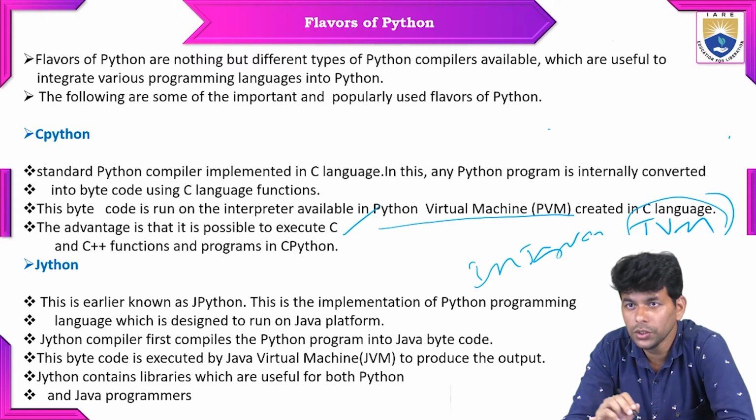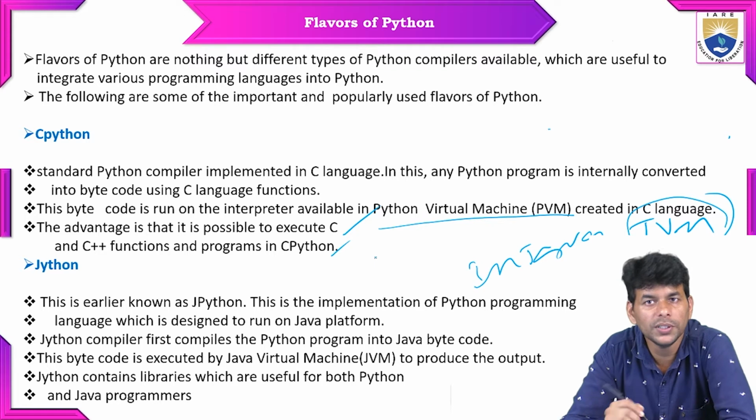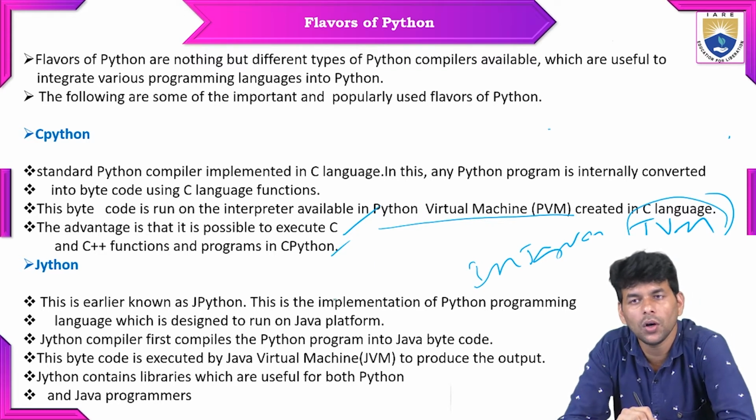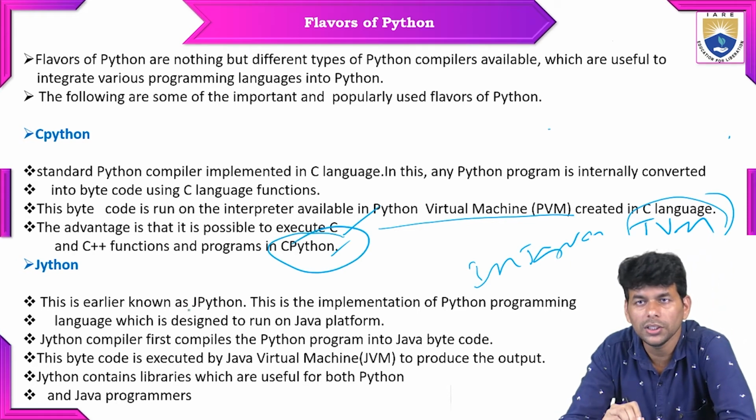Is that clear? So now the advantage is that it is possible to execute C and C++ functions and programs in CPython. By using this CPython concept, we can execute C programs as well as C++ functions by using the CPython compiler. Is that clear? This is one type of flavor of Python.